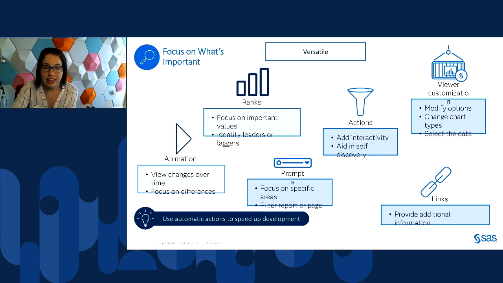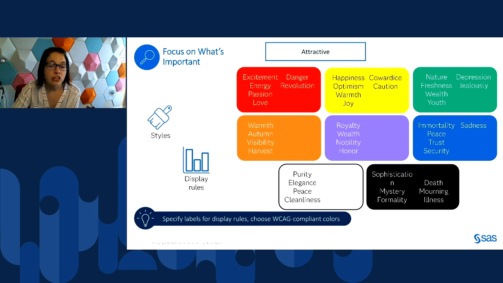Now, as you start making your reports versatile, you might want to try out automatic actions to speed up development time. These add the actions to all the objects on the page simultaneously, so you don't have to define them individually. So check those out. You also want to make sure that your report is attractive. You can do this by setting styles and adding display rules.